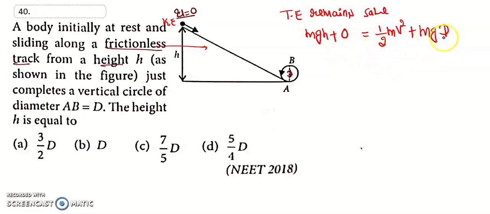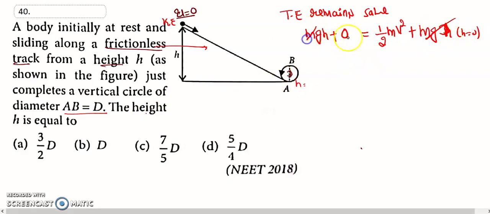Now the height given is D, the diameter. At the ground, the height is equal to 0, so that term becomes 0. Then m gets cancelled, so v square by 2 is equal to gh. So h is equal to v square divided by 2g.